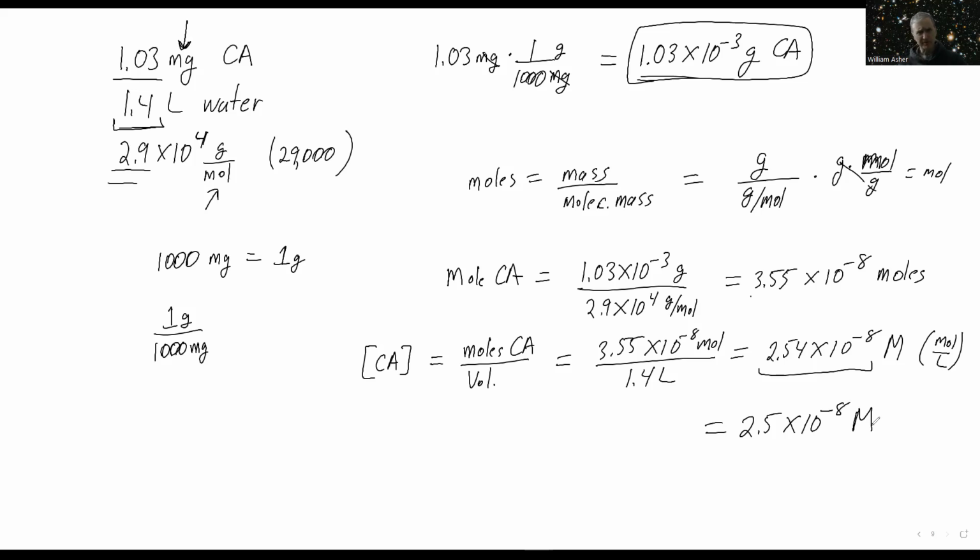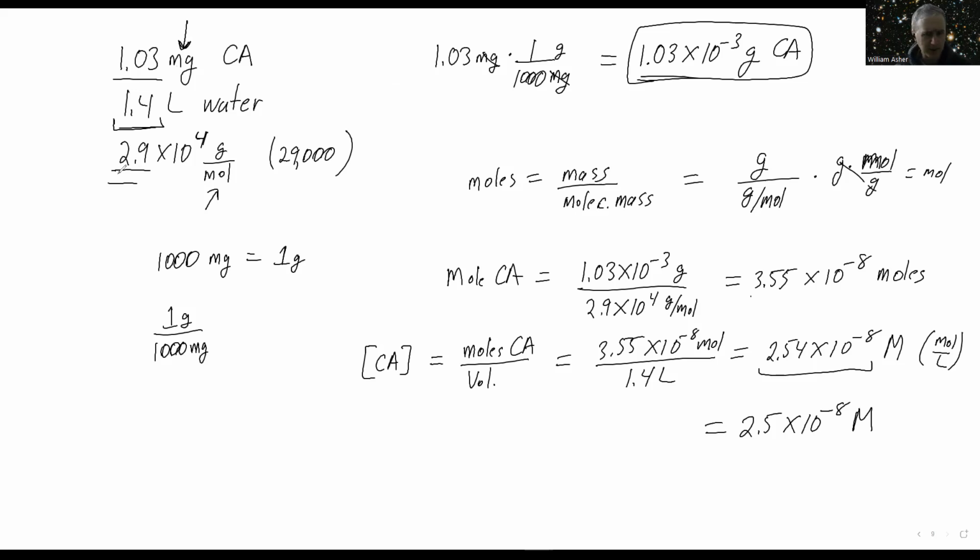Okay? Pretty simple. The only thing that's complicated about this is you have to convert milligrams into grams, and then the molecular mass of carbonic anhydrase is very large, so that you get a very small number, and you have to keep track of decimals, which is why we use scientific notation. Okay.